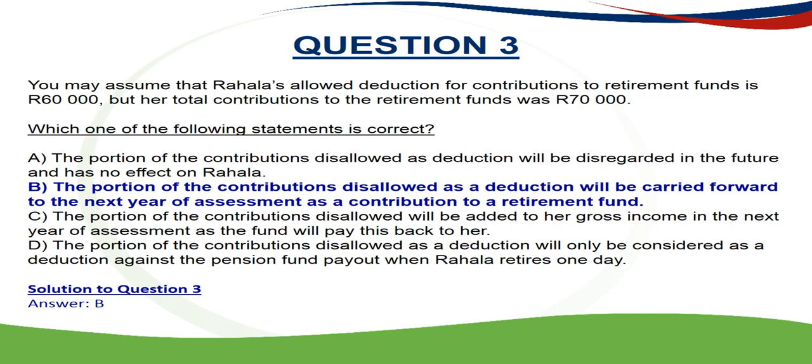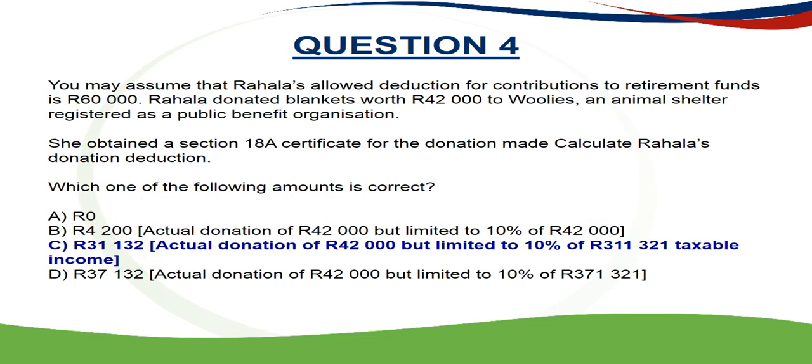This is strict theory, but just to explain that any portion disallowed in the current year will always be carried forward to the next years of assessment and then be considered as a deduction for that specific year. Therefore, in this case, the answer would be number B. Question 4. You may now assume that Rahala's allowed deduction for contributions to retirement funds is 60,000 Rand.